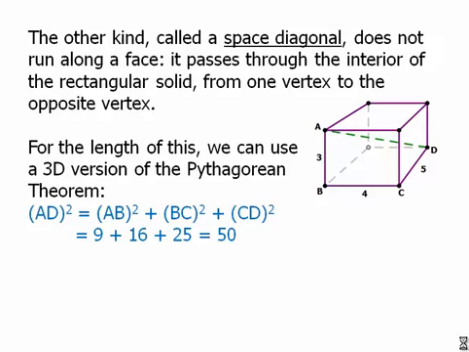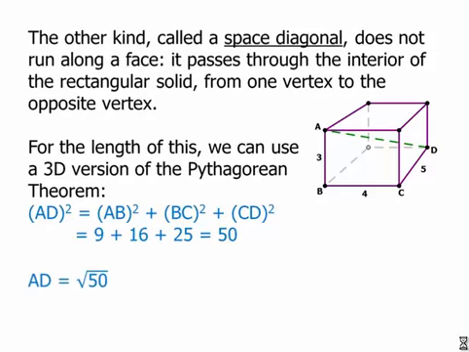So here we get 3 squared, 9, 4 squared, 16, 5 squared, 25. Add them up, we get 50. So it means that AD is the square root of 50, and of course we can simplify that to 5 root 2. And so 5 root 2 is the length of that space diagonal.